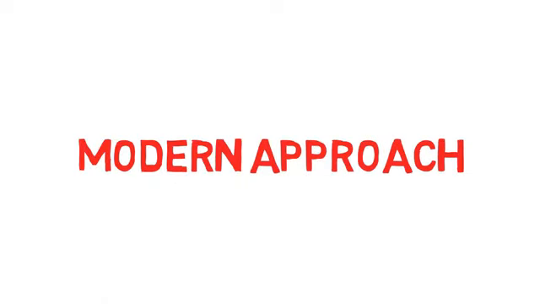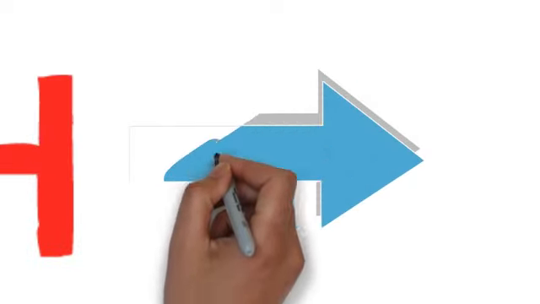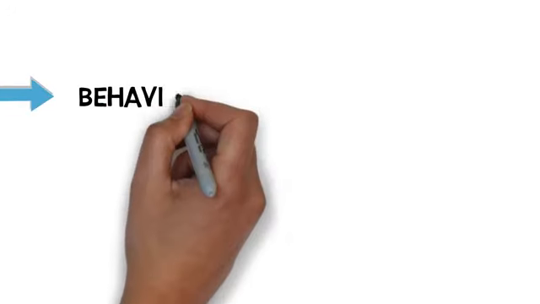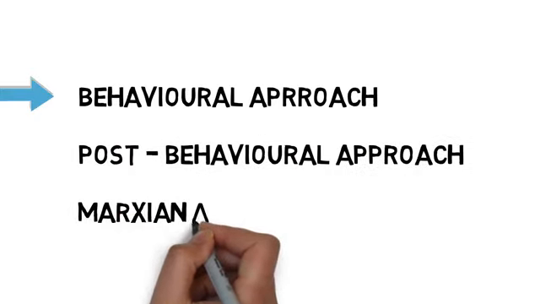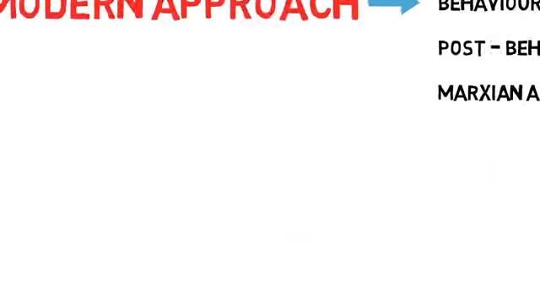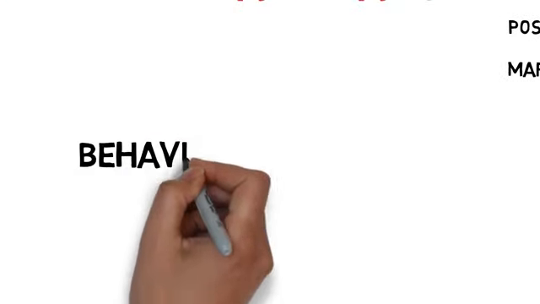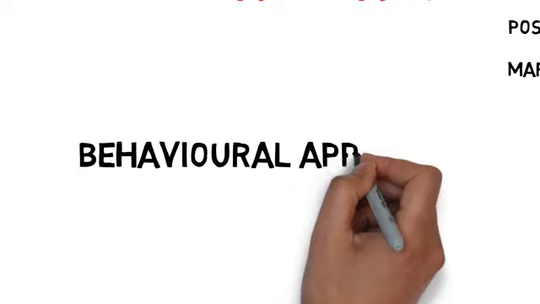Let us start with modern approach. Modern approach is divided into three different approaches. First, behavioral approach, post-behavioral approach, and last, Marxian approach. Let us begin with behavioral approach.